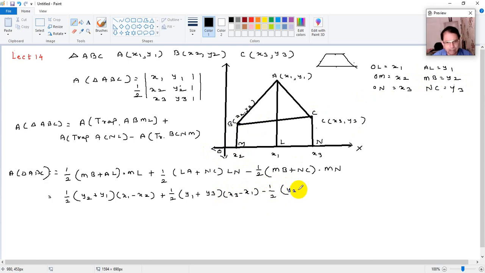Then what? Plus you have NC. What is NC? Y3. Y2 plus Y3 into MN. What is MN? MN म्हणजे हे सर्व अंतर. इथे x2 आहे, इथे x3 आहे. So MN is x3 minus x2. This is all we have to now simplify.